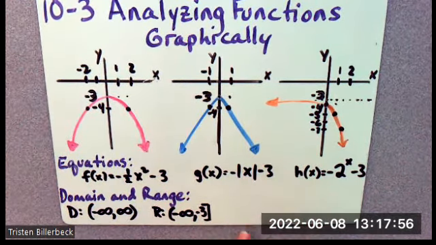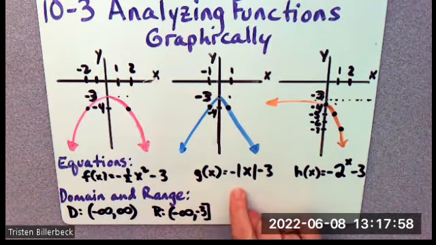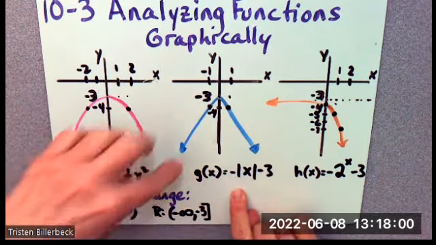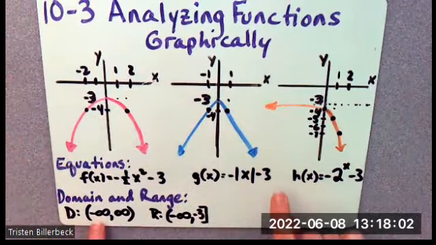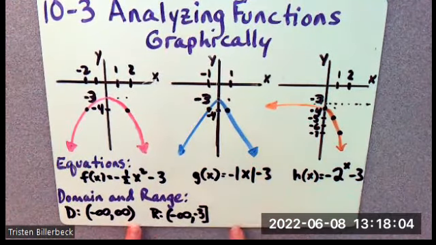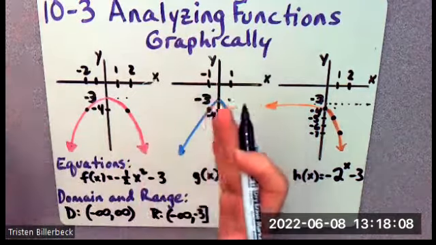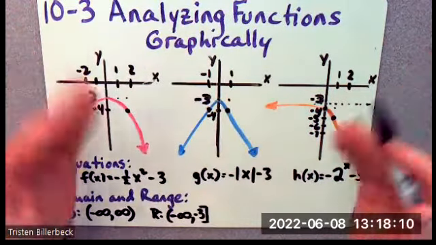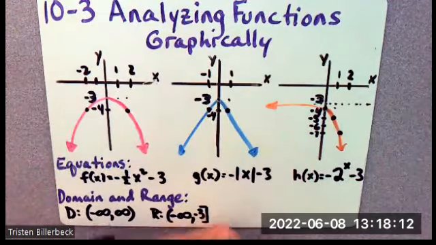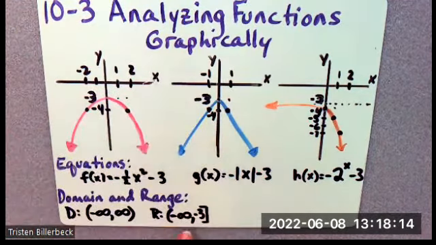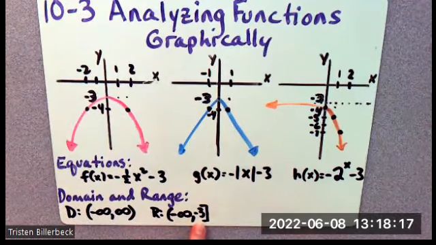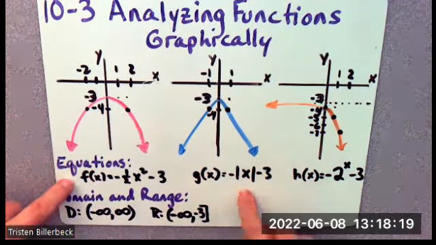Okay, this domain and range, let's see if it's any different. So this domain, it's going off to negative and positive infinity as well. The range is going to negative infinity, but it is also stopped at -3. So it has the same domain and range as this.